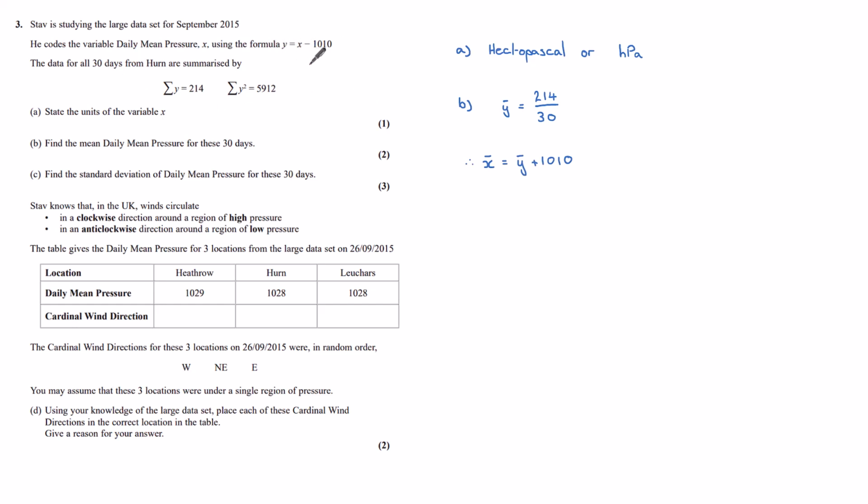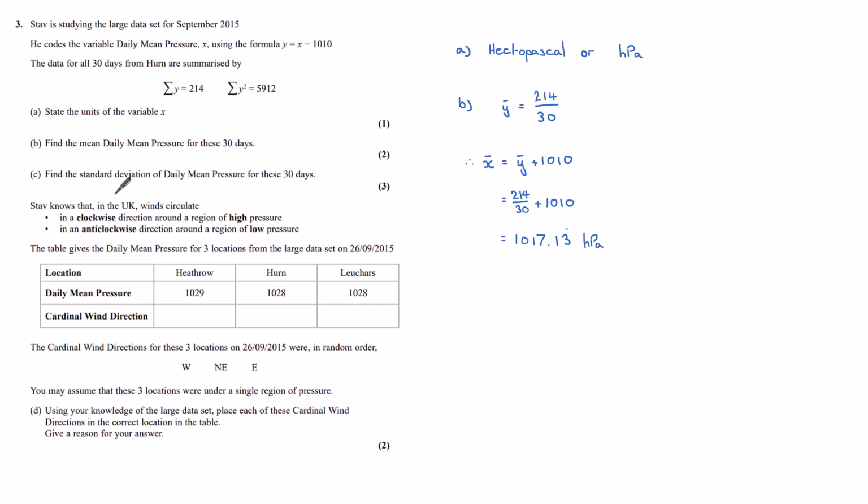Rearranging the y is equal to x minus 1010 means my mean will be the y bar plus 1010, which is 214 over 30 plus 1010, which gives me a value of 1017.13 recurring. And this is hectopascals.